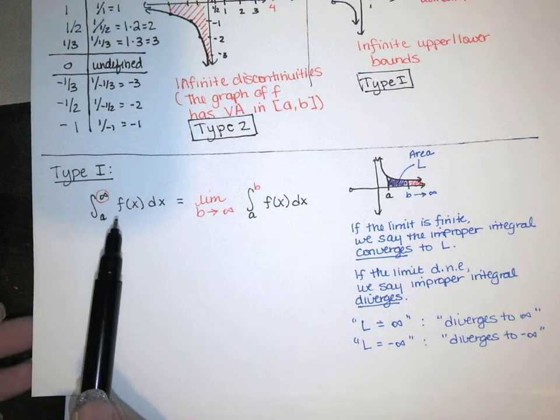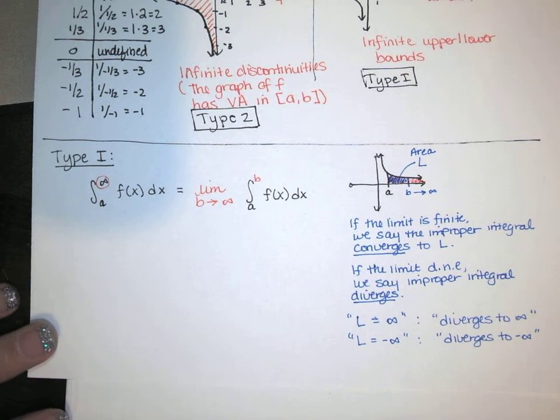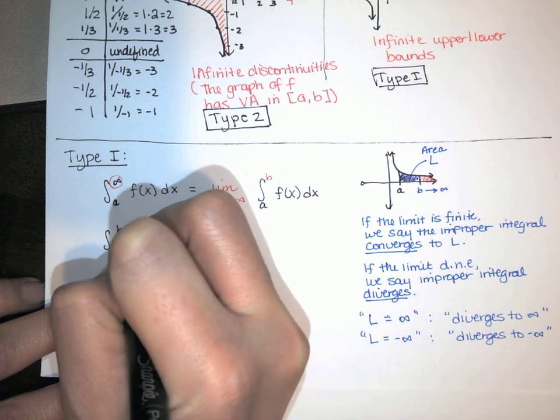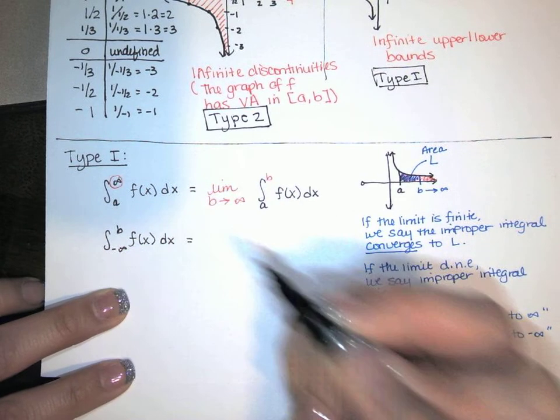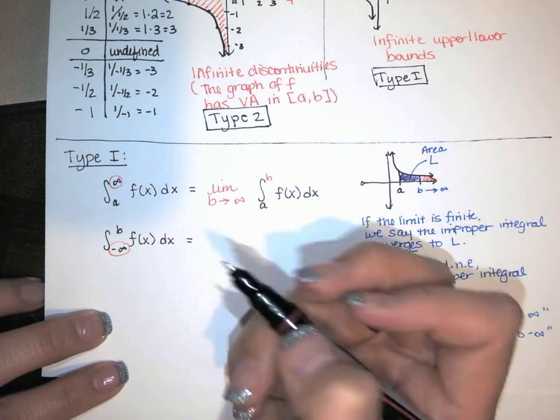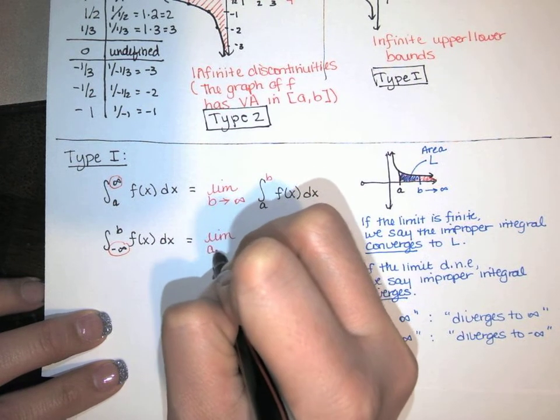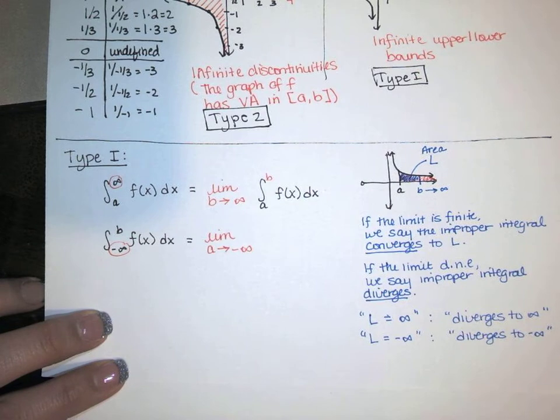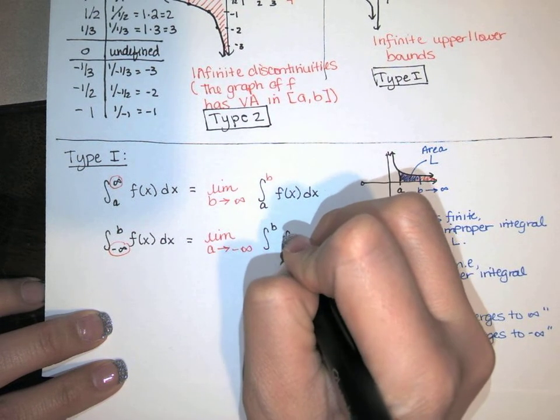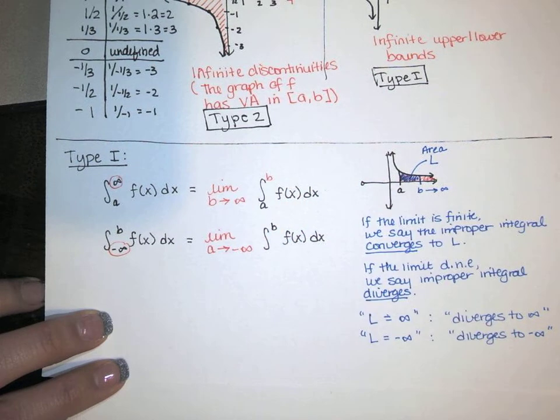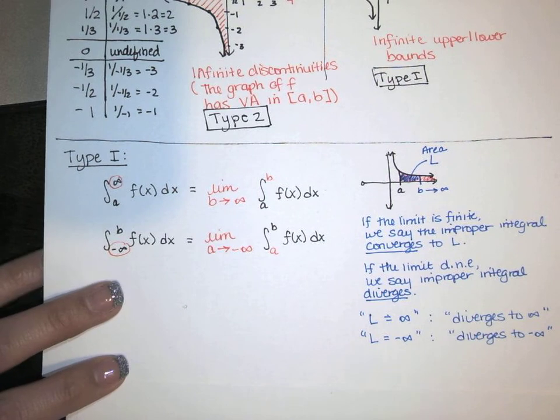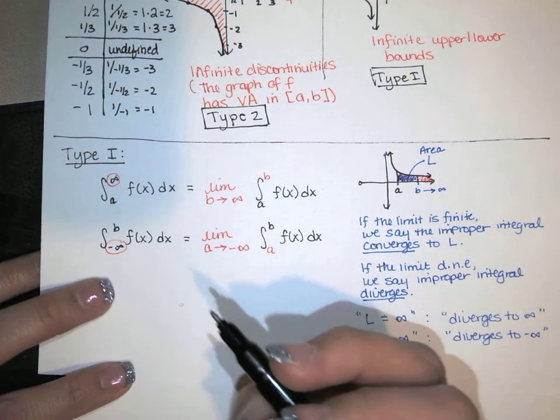Okay, so if the upper limit is infinity, you do this. Now, if the lower limit is negative infinity, the problem is the lower limit. I usually like to have an a there, so I'm going to let a go to negative infinity and evaluate the integral from a to b of f of x dx. And this used to be negative infinity. I'm going to replace it with an a. The picture for that looks a lot like the picture for this.